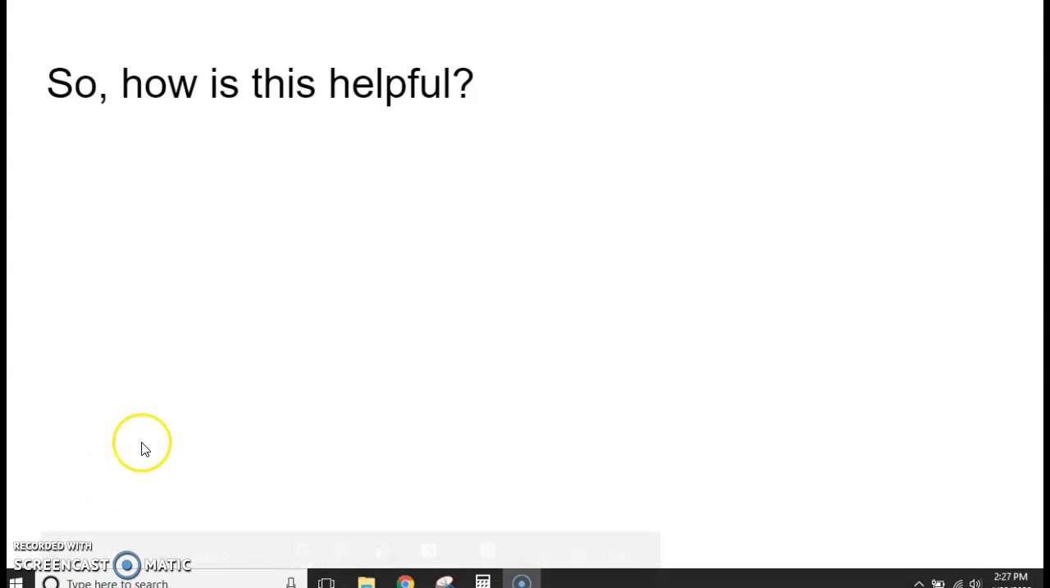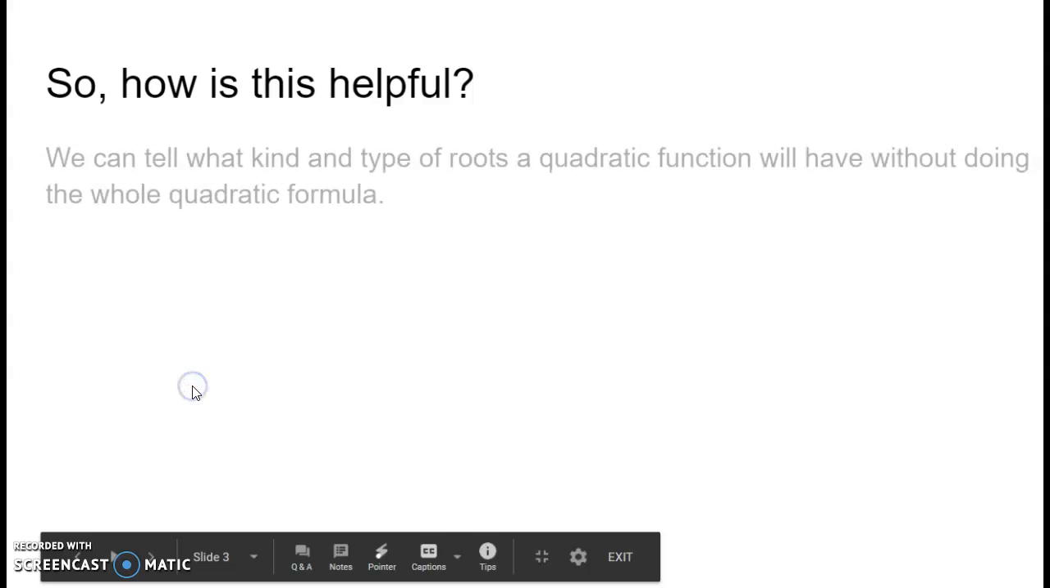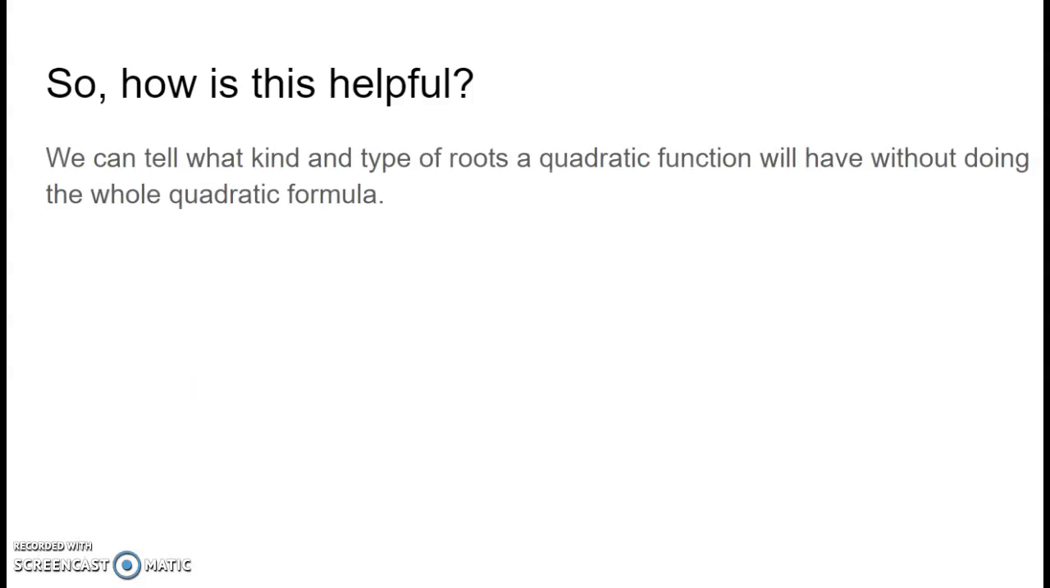So how is knowing the discriminant helpful? We can tell what kind and type of roots a quadratic function, that's a parabola, an x squared function, will have without doing the whole quadratic formula. So if the discriminant, the b squared minus 4ac, is 0, it's going to have one real root because the square root of 0 is 0. So I only have one answer. So I'll have one real root.